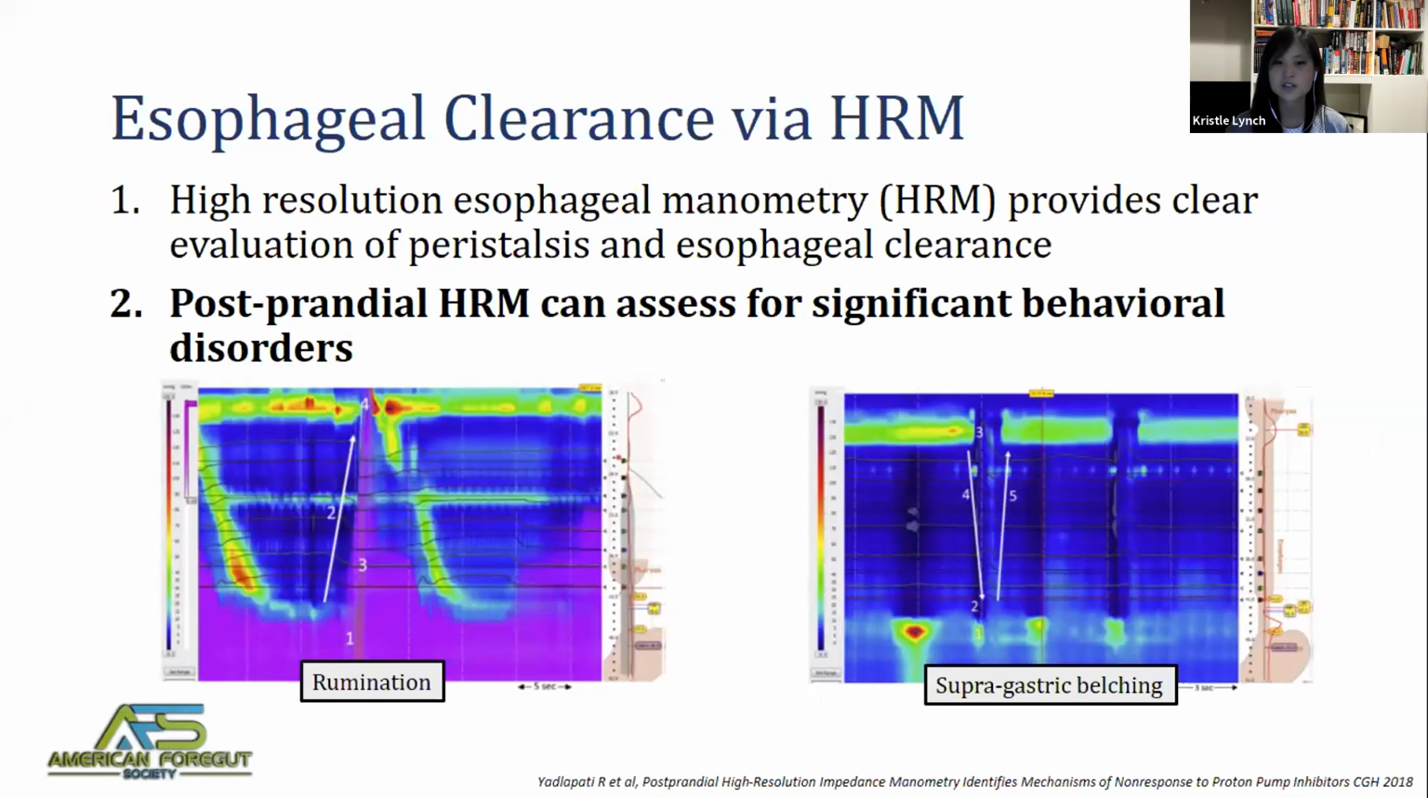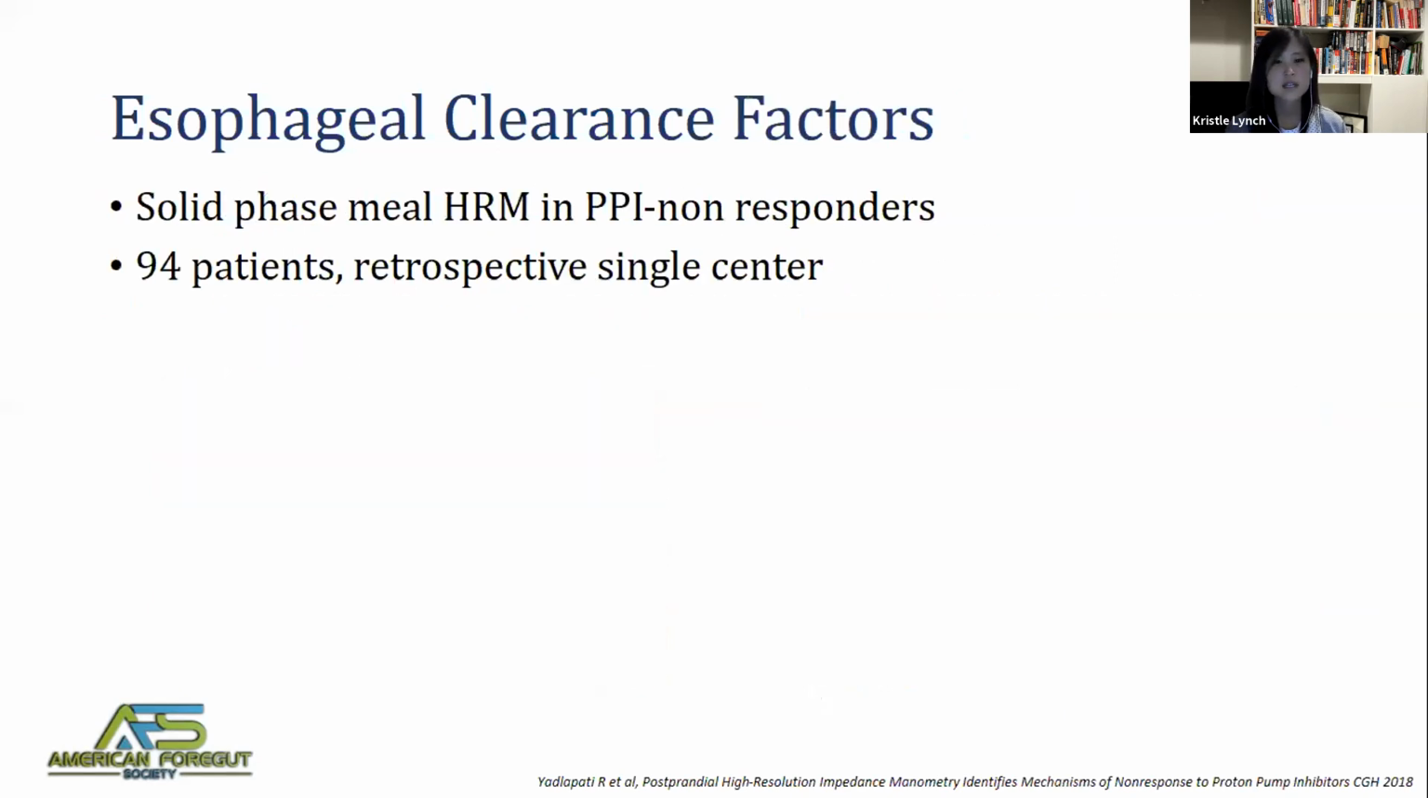Additionally, postprandial manometry can assess for significant behavioral disorders, such as rumination, as seen on the left, and supragastric belching, as seen on the right. So there was a study by Yadlapati in 2018, and they looked at solid phase meal manometries in PPI non-responders, so patients whose symptoms did not respond to PPI. And there were 94 patients.